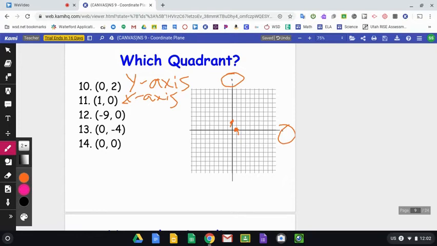Welcome back. All right, problem number 12, you should say x-axis. Problem number 13, we should say y-axis. And problem number 14 is tricky. It's right here. It's on the x, it's on the y, it's in between all 4 quadrants. But if you remember, 0, 0 has a special name. It's the center of the graph. It's the origin. If you got that right, give yourself a whoop, whoop. 1, 2, 3, whoop, whoop. All right. If not, go back and see what you did wrong.